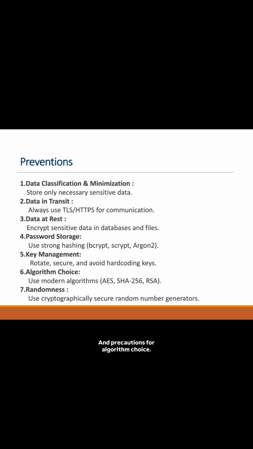And precautions for algorithm choice. Avoid outdated algorithms like MD5 and SHA1 and use modern and tested cryptographic libraries like SHA-256. And the precaution for randomness. Always use cryptographically secure random generators. They generate unpredictable numbers. These are all the precautions for cryptographic failures.